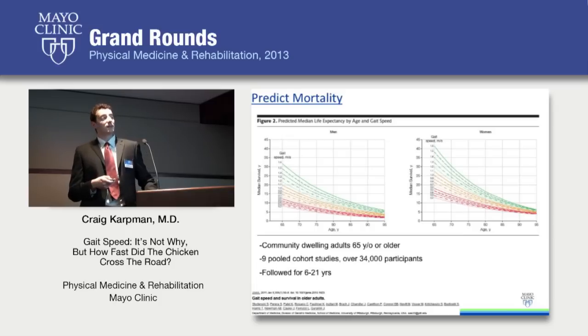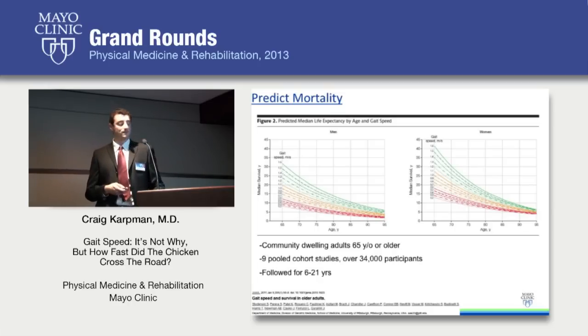So for example, if you have somebody who's age 70, and their gait speed is nice and fast at 1.6 meters per second, their expected survival is 25 years. But on the contrary, if it's slower, then their expected survival is 10 years. And the same holds true both for men and for women.